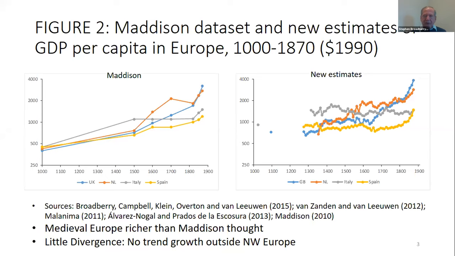So two main differences then. One is that most European economies are richer in the medieval period than Maddison thought. They're not at bare bones subsistence in the early part of the millennium. And secondly, we have this picture of this little divergence occurring because of stagnation in Mediterranean Europe and growth only in Northwest Europe.